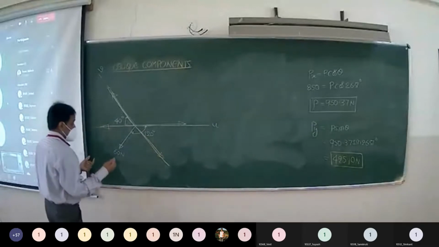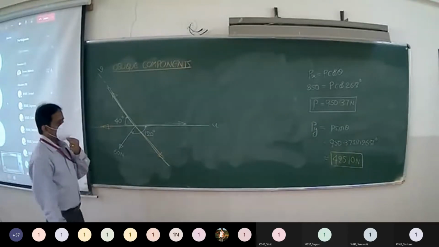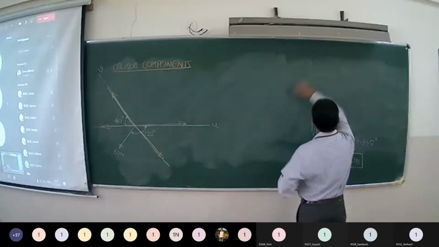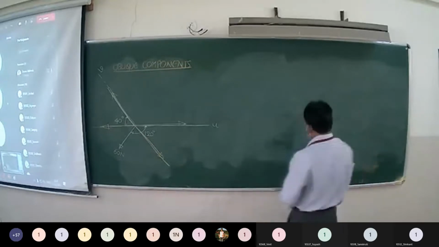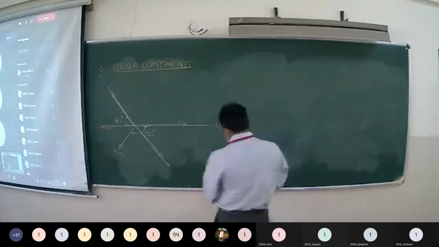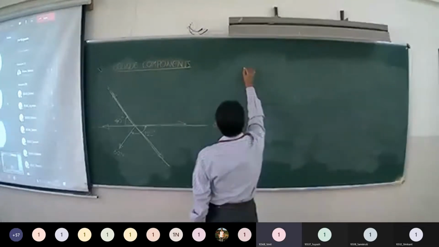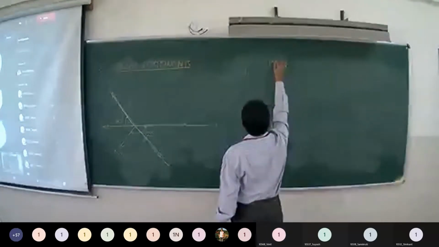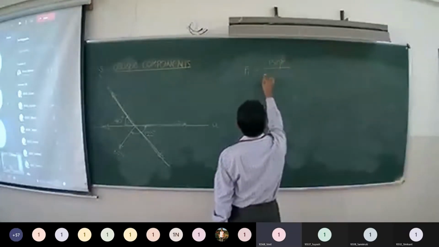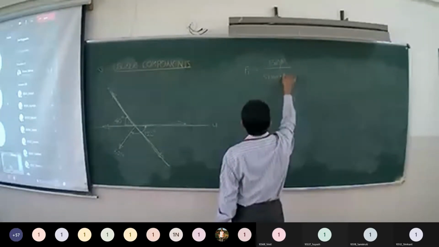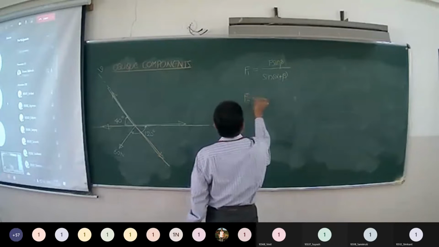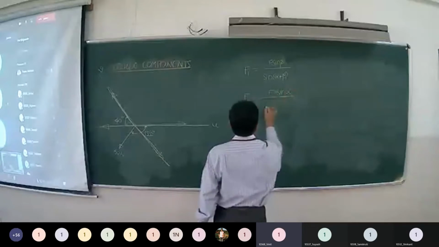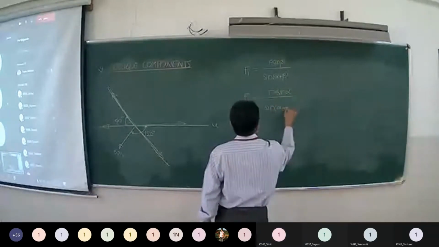So as per our sign convention or whatever formulas you have seen for non-perpendicular or oblique components, can you recall the formulas? Yes, sir. What is F1 equal to? F sin beta upon sin alpha plus beta. F2 is equal to F sin alpha upon sin alpha plus beta.